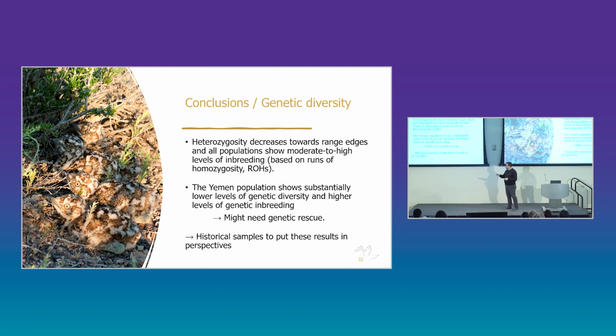And the next stage of what we're going to do, we have some historical samples from 70 years old and even some of them a bit more than that. And what we want to look at is their genetic diversity and runs of homozygosity to put our results in perspective and see if what we see today in Israel, for example, and Yemen is a result of a long-term isolation or a recent decrease and collapse.